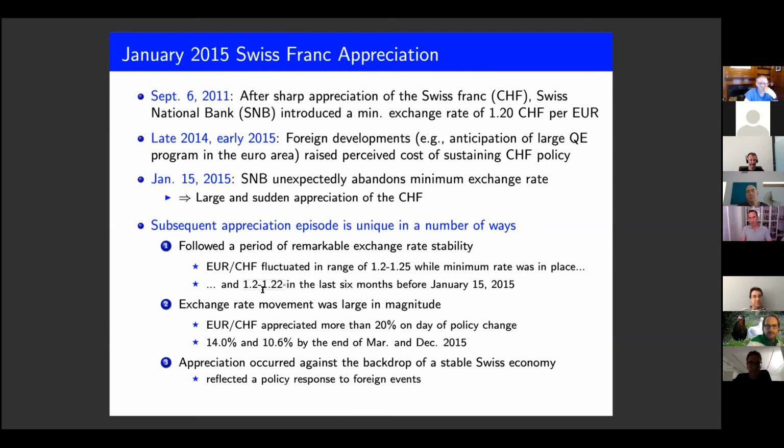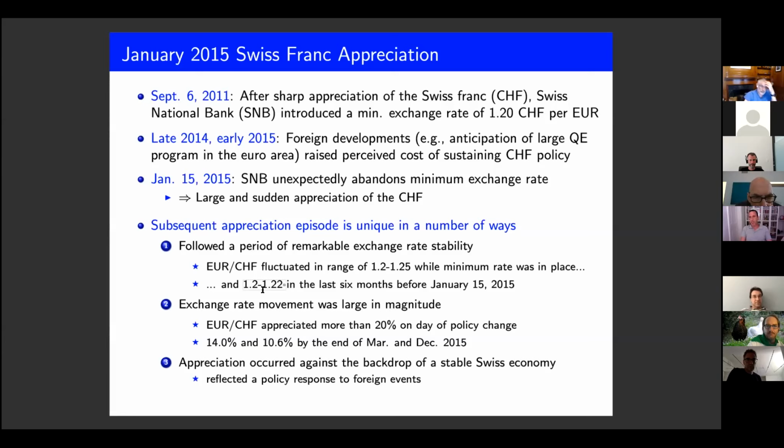The exchange rate change was large in magnitude, 20% on the date of the announcement, and then 14% by the end of the first quarter, 11% by the end of the year. By the end of 2017, the real exchange rate went back more or less to the same level. So, I mean, it's not as large as Argentina 2001 or Mexico 95, but it's still pretty large for a developed country. And especially for Switzerland, it's a very stable economy.